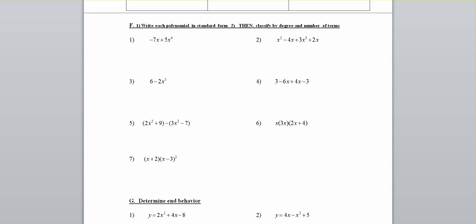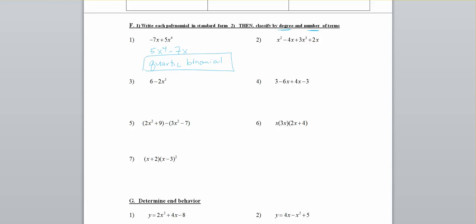So look at number 1. If I want to make it in standard form, I have to go from highest degree to lowest degree. The highest degree is going to be 5x to the 4th and then minus 7x. Then I want to classify by degree and number of terms. So you're probably going to have to look back at your sheet till you have these things memorized. The degree is 4. The way I name something with degree 4 is a quartic. And the way I name it by number of terms is we'll count how many terms. I have 2 terms, so 2 terms is going to be a binomial. So that would be called a quartic binomial.